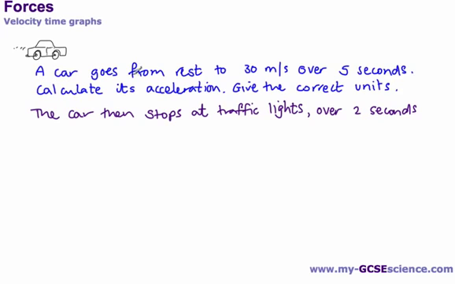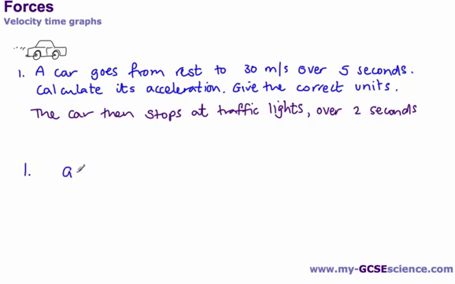Well, we've got a car goes from rest to 30 meters per second over 5 seconds. Calculate its acceleration and give the correct units. So you might want to give this a go now and see what the answer is in a moment. So you can pause and look at the answer, or you can just carry on watching. But the answer goes like this. So for this part here, let's call this question 1. So for question 1, we've got a car going from rest to 30 meters per second.